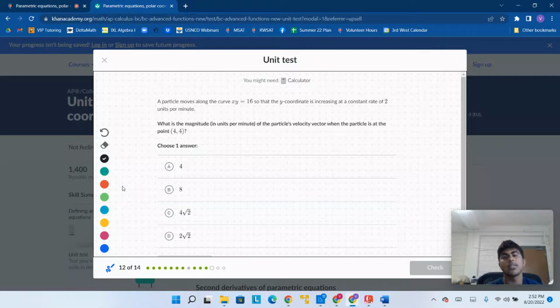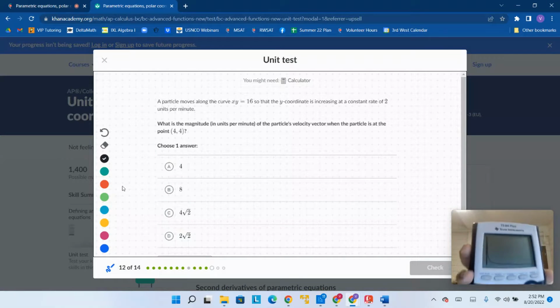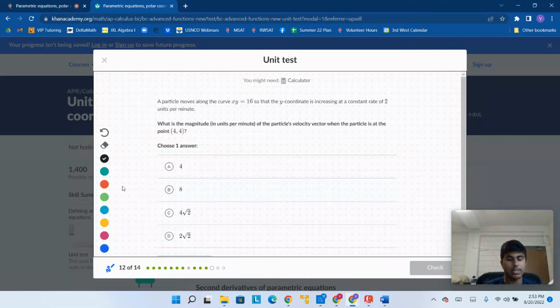Well, we can graph this as y equals 16 over x, and we can do window from 0 to 8, say, zoom fit, and we get something that looks like this. Now we can take the derivative dy dx at x equals 4, y equals 4. And it's given to us as negative 1. But what does that mean?